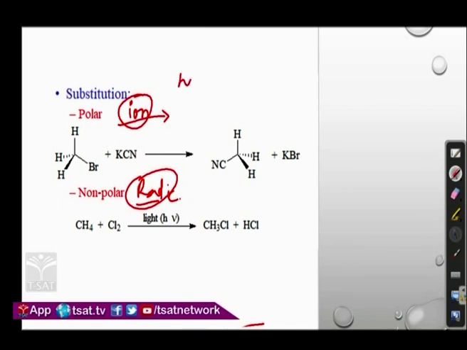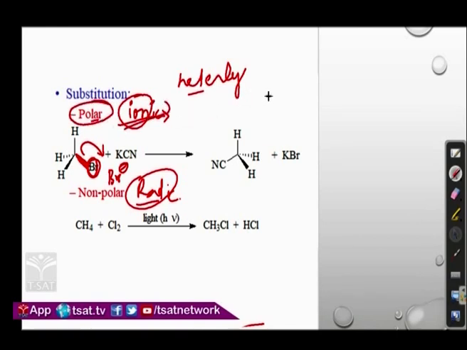If the bond breaking is heterolytic, meaning unequal, let's say this carbon and bromine bond is broken in a heterolytic way, meaning unequal. As bromine is more electronegative, the electrons are going to move towards the bromine, so that bromine is converted into Br minus. If this kind of bond breaking happens, that is said to be ionic type or ionization type. This happens basically in a polar solvent.